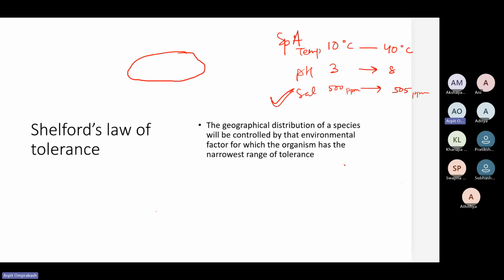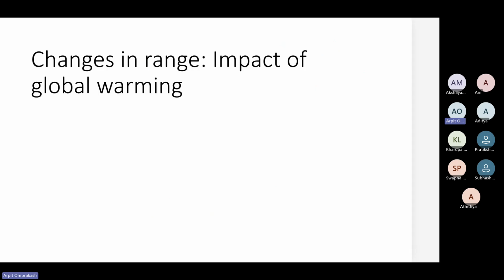But let's say all the areas in the world have a salinity of 502 to 504. That falls under the range of this species, which means it can be found in all areas across the globe. So salinity is no longer a limiting factor, and does not affect the distribution of the organism. What will affect the distribution now would be the pH, because the pH range is narrower compared to the temperature range. So Shelford's law of tolerance says that the geographical distribution of a species will be controlled by the environmental factor for which it has the narrowest range of tolerance.